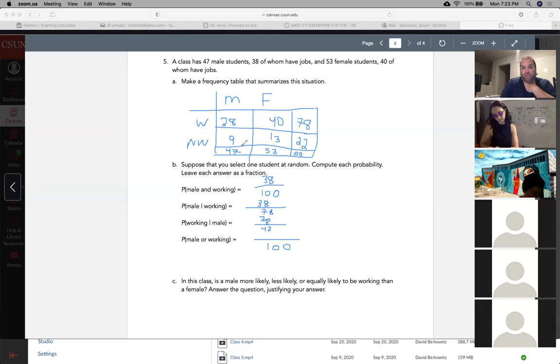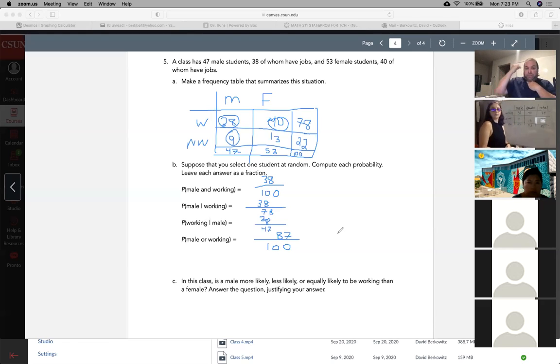Male or working, count this, count this, count that. Because these are males, those are working, and I'm happy with either one. So when I add them up, I get 87. 87 of the people are either males or working, or both. So that was it for part B.